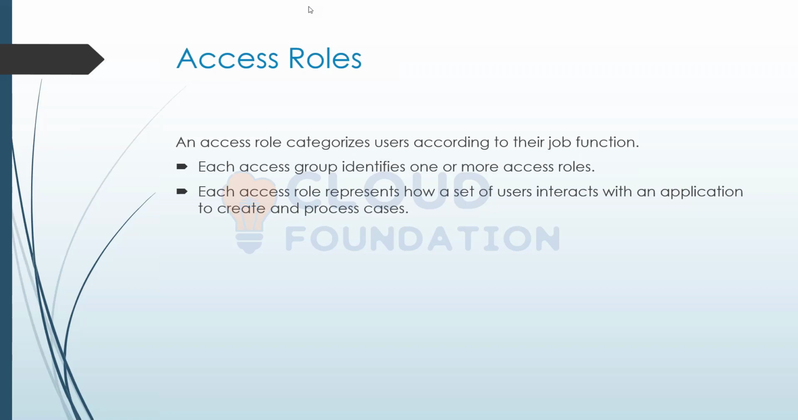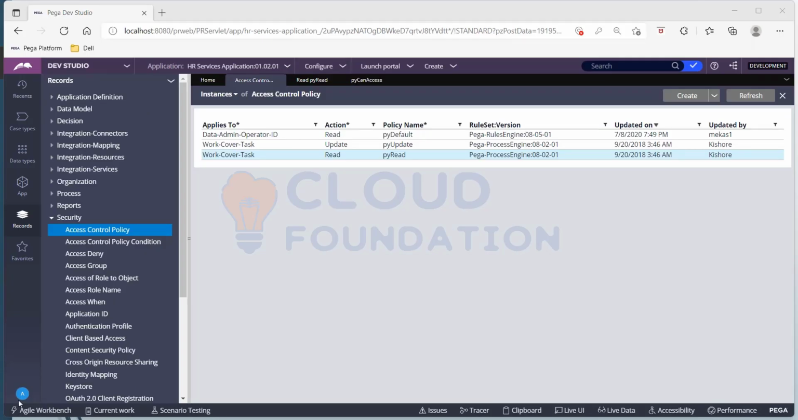So in an access group, I can list n number of roles. If you observe, let me go to the access group. Let me open this so-called admin operator access group.